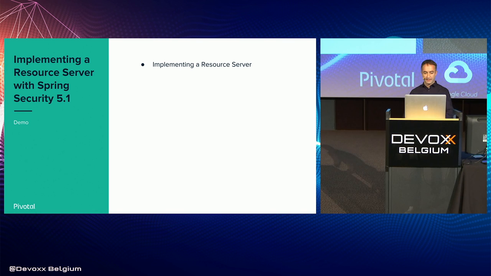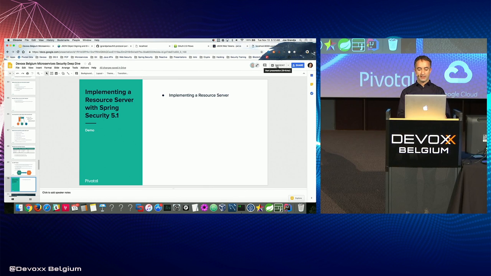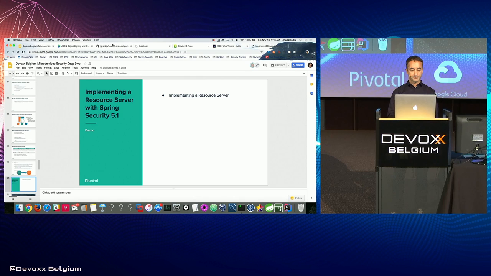Yeah, so in 5.1, we introduced resource server support with JWT support. That's the only access token format supported currently. I'm going to get to opaque token support shortly, but the first thing that I want to demonstrate is the sample. Let's take a look at the sample and how we structured things.